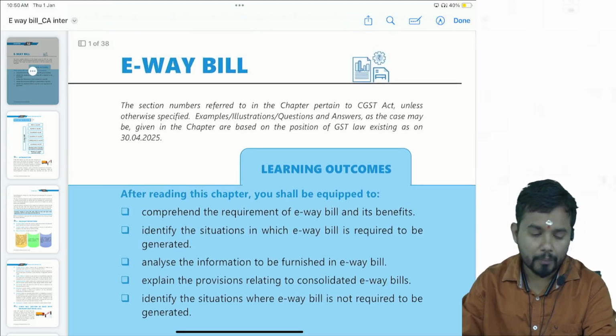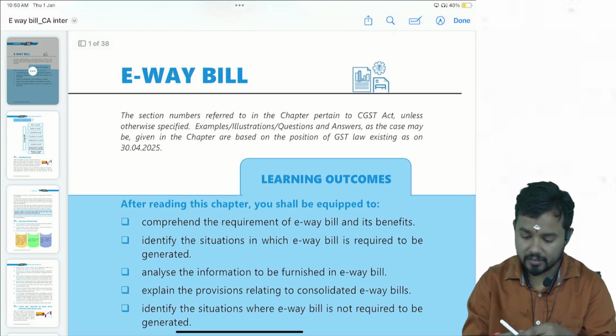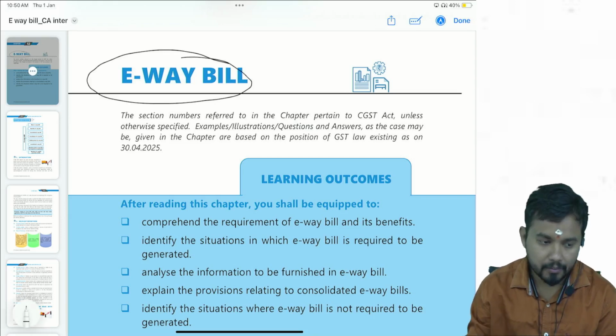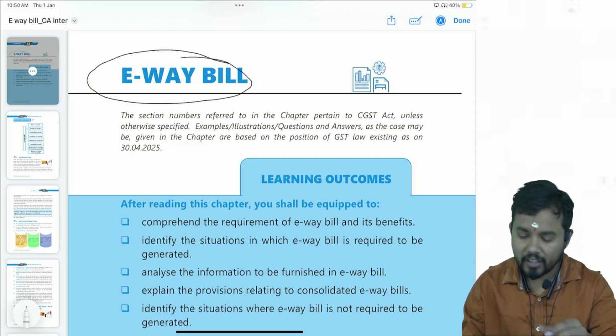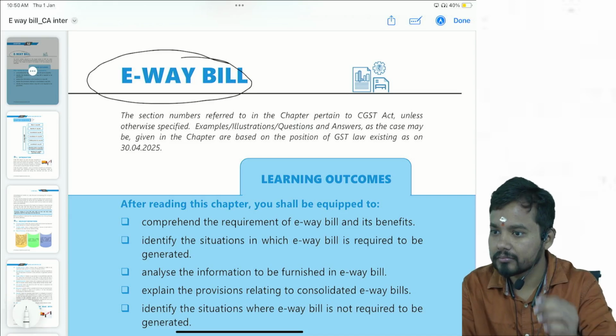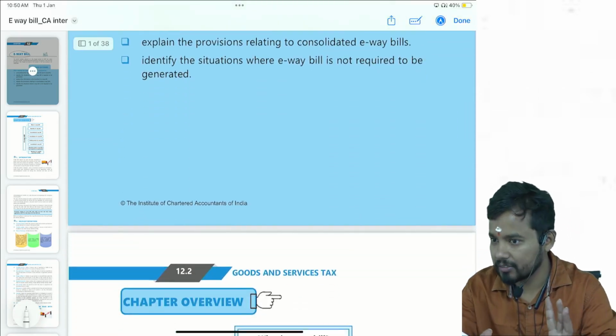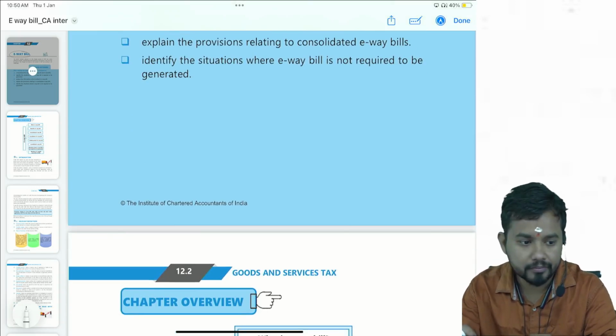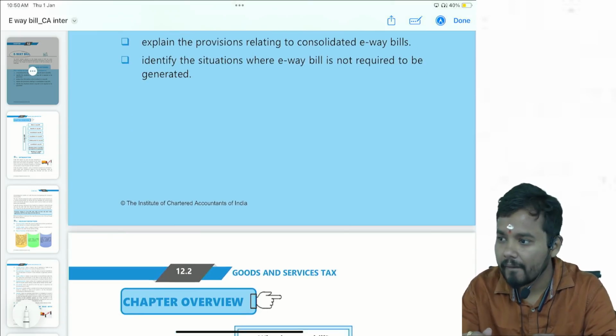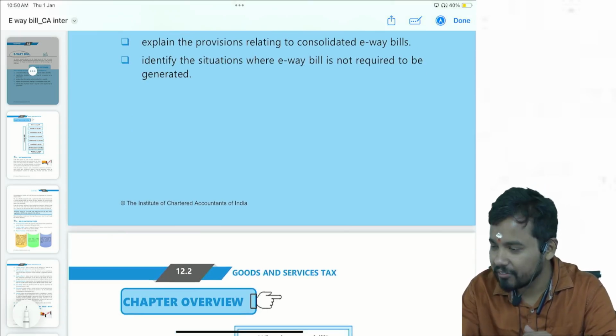So the new topic that we are going to discuss today is E-way bill. Now what is meant by this E-way bill? Any idea about E-way bill? Electronic way bill. What is meant by way bill? What is meant by way? The way which you are going.